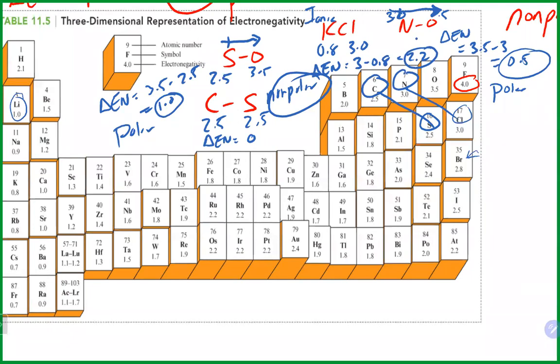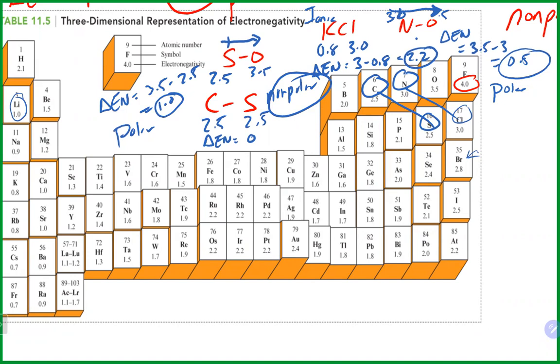Yeah. No, you would be provided that table if you need it. You do need to know the general trend in electronegativity. Again, up and to the right is more electronegative, down and to the left is least electronegative. But if you need a chart like that, you would be provided that for sure.